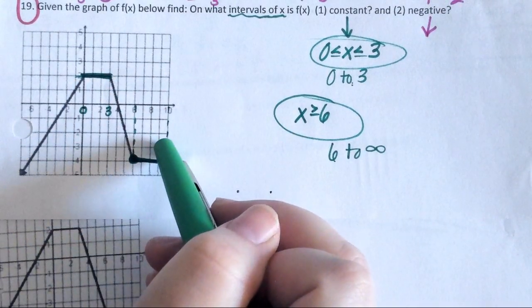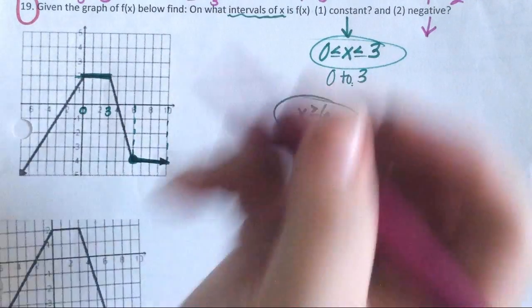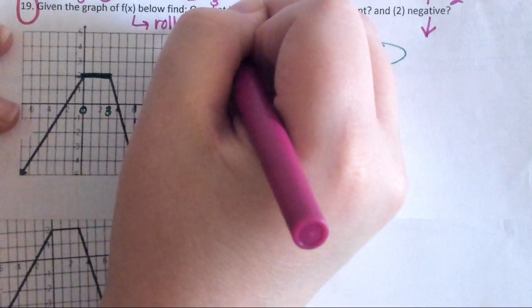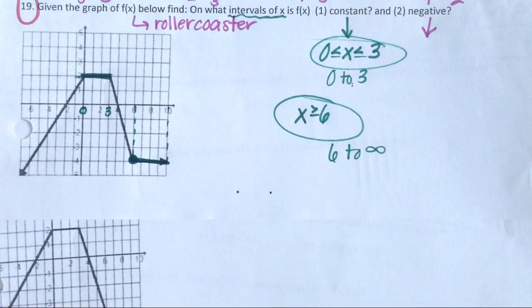Now, if you're having trouble with this, my hint to you is I pretend that a function is like a roller coaster. And if this is a roller coaster and we're on the ride, when we say constant, we mean where is it flat and boring. When we say increasing, it means we're going uphill. When we say decreasing, we're going downhill.